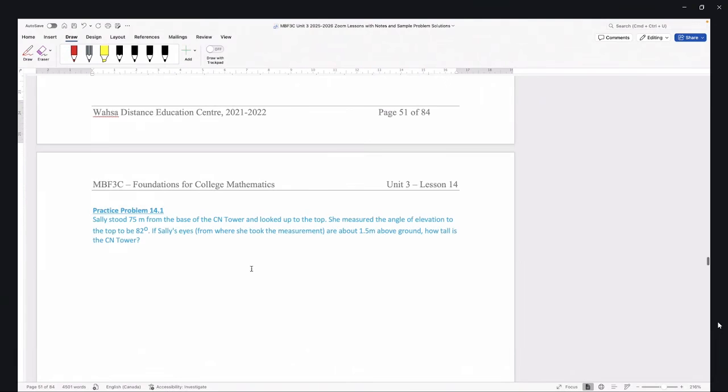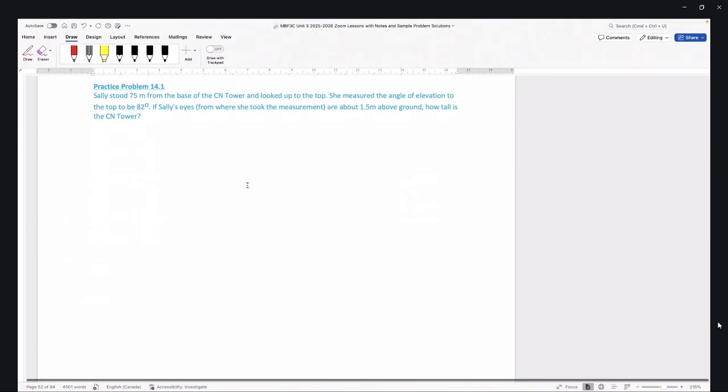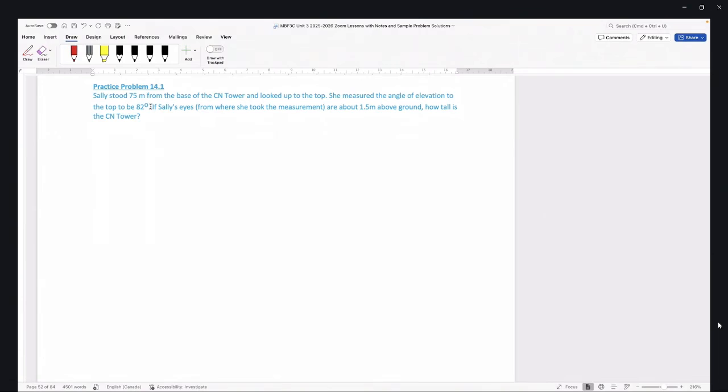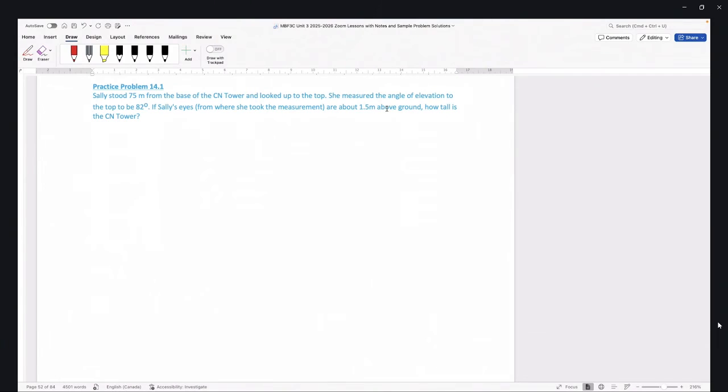So let's look at a couple of problems. Problem 14.1: Sally stood 75 meters from the base of the CN Tower and looked up to the top. She measured the angle of elevation to the top to be 82 degrees. If Sally's eyes, from where she stood to take the measurement, are about 1.5 meters above the ground, how tall is the CN Tower? So when we measure an angle, we usually use a tripod of some sort, and that's going to be a certain distance from the ground, so we have to account for that.